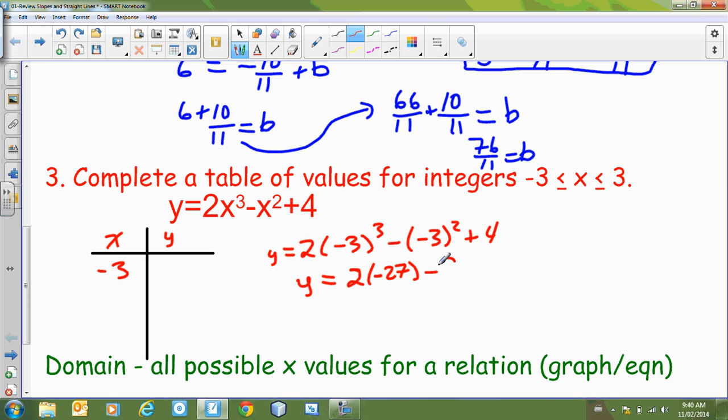-3 squared is +9. And so I've got -54 minus 9 plus 4, the plus sign. And so y is, this is -63, yeah, so -59. -63 plus 4, actually, if I look at it again, -54 plus 4 is -50 minus 9, -59. And so that becomes 1 point on my graph.